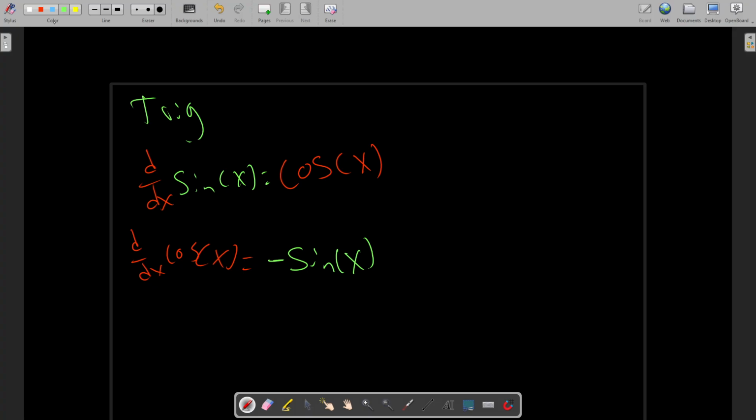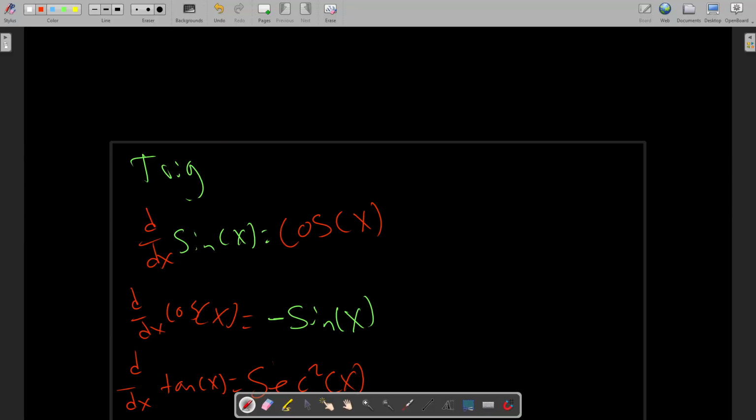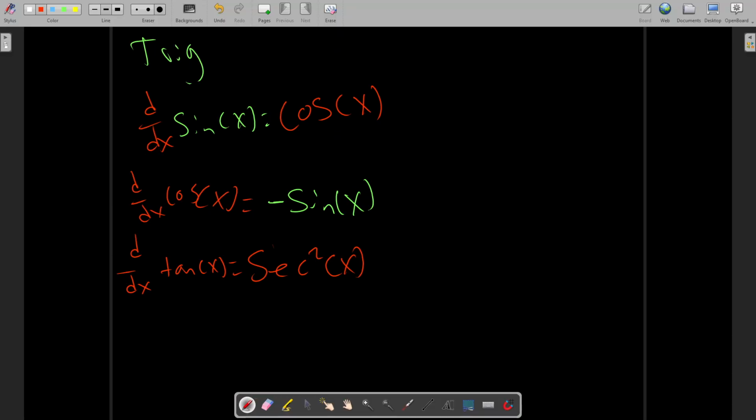Now let's scroll down here and say d over dx of tangent of x. What does this equal? Well, this is equal to secant squared of x. And once you know these two up here, you can find this using the quotient rule, because remember, tangent is just sine over cosine. So you can use the quotient rule with those to figure it out.